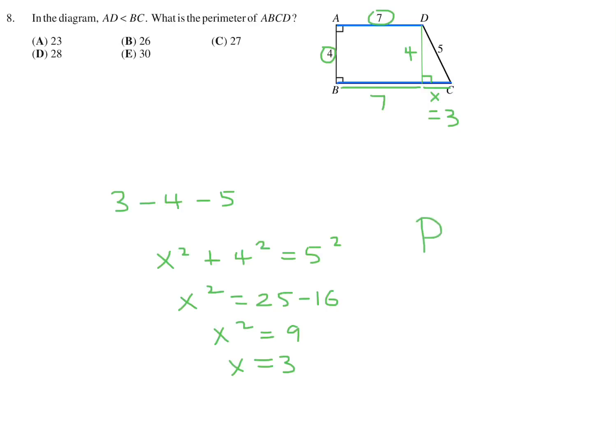So therefore the perimeter is 7 plus 5 plus 3 plus 7 plus 4, all the way around. And that totals 26. So the answer would be B.